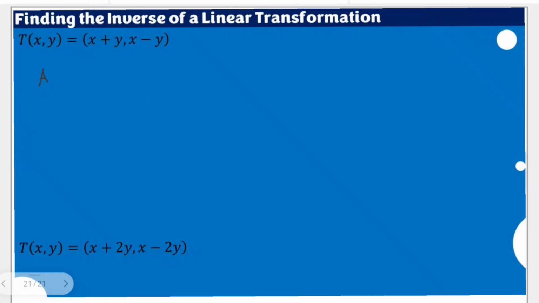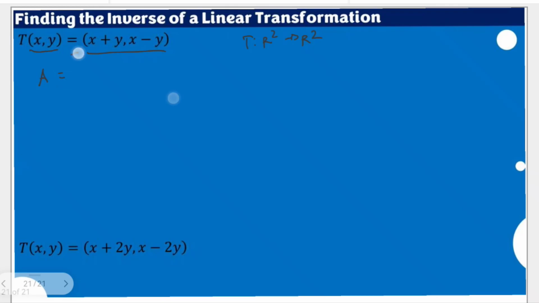To do this, we are going to structure a certain matrix A, which is the standard matrix for T in this form. Take note that we have here the transformation from R2 to R2, so we are expecting a 2 by 2 matrix. In short, our matrix A is a 2 by 2 matrix, the standard matrix of this linear transformation.